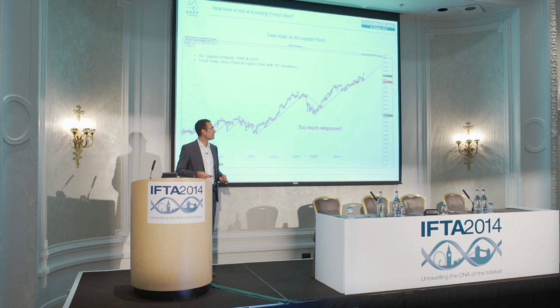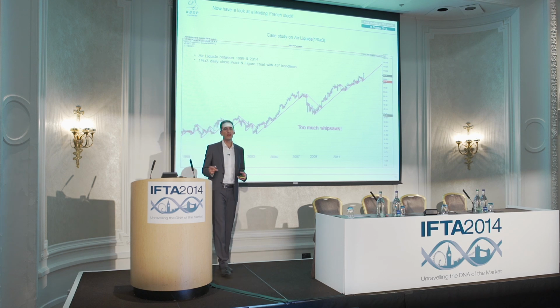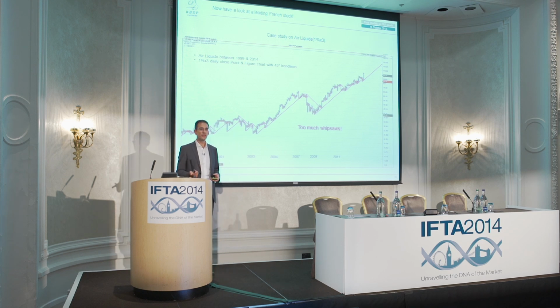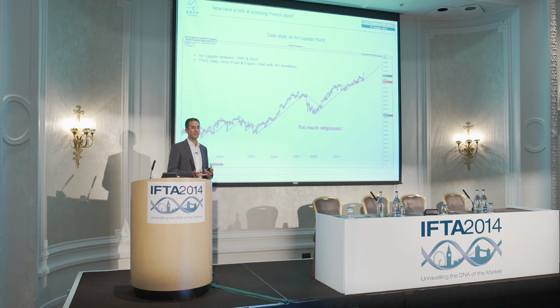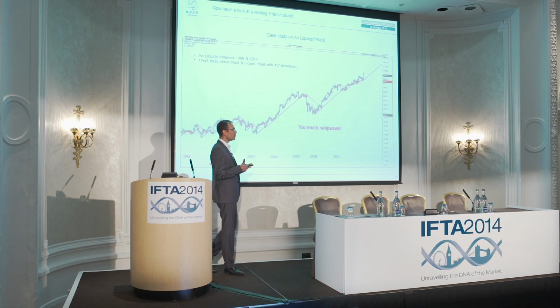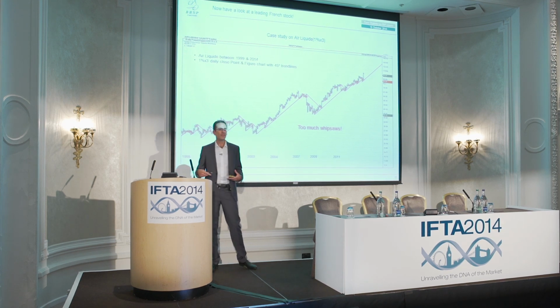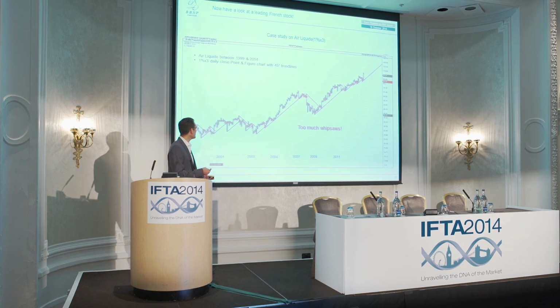The third case is on Air Liquide. So this one is very different from Alcatel and Alstom. First, because it's a leading stock. Secondly, because it's a low beta stock. And my feeling is that most technicians, they don't like to trade this stock. And I will show you why. Because we have a lot of whipsaws. So catching a trend in this period is almost impossible.